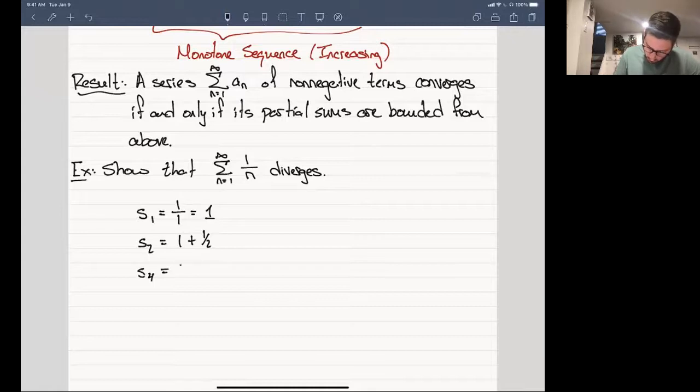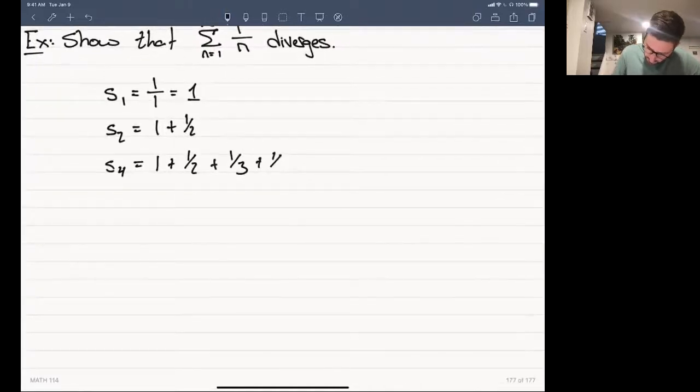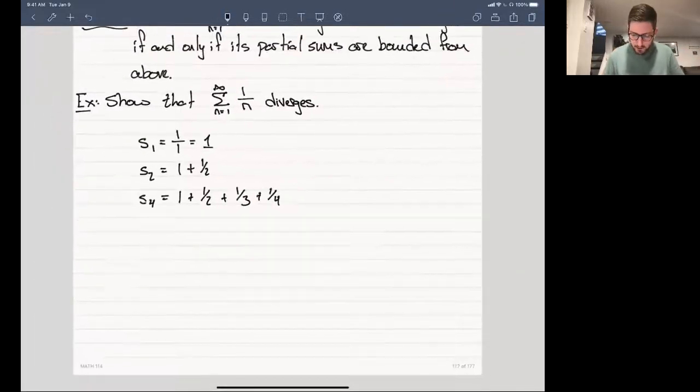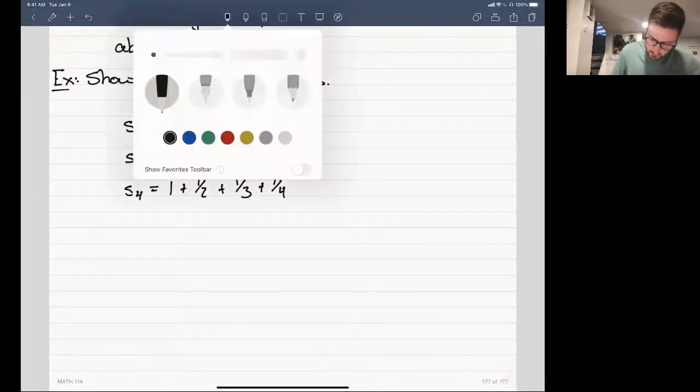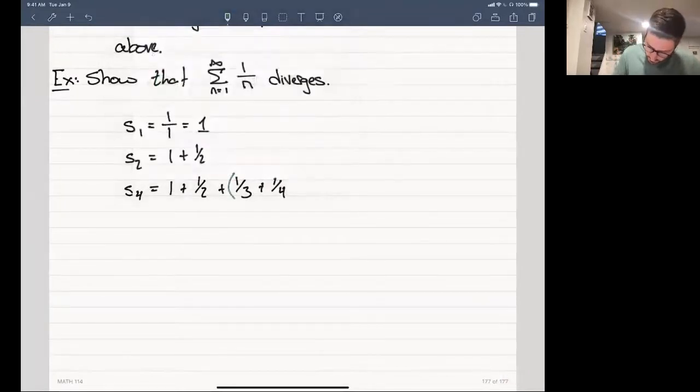And in this case, you get 1 plus 1/2 plus 1/3 plus 1/4. Of course, all I'm doing is just writing down what we know here. But here's where the little trick comes in. You're going to look at those back two terms. 1/3 is larger than 1/4, so this is bigger than 1/4 plus 1/4, which is equal to 1/2.